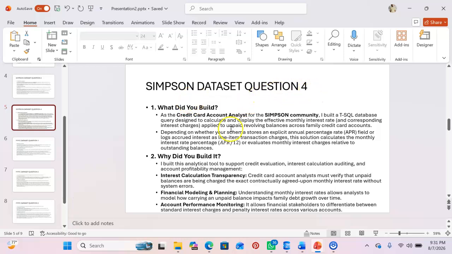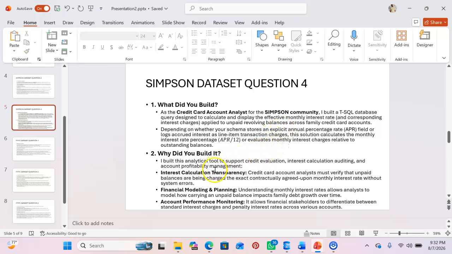Simpson dataset question 4. As the credit card account analyst for the Simpson community, I built a T-SQL database query designed to calculate and display the effective monthly interest rate and corresponding interest charges applied to unpaid revolving balances across family credit card accounts.